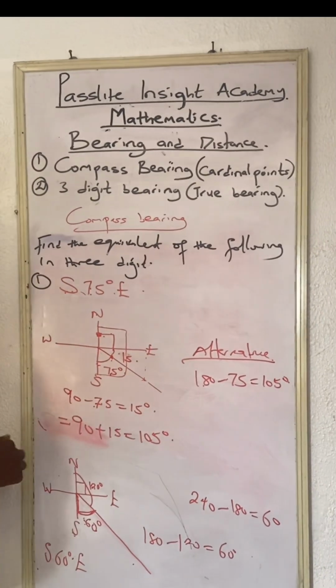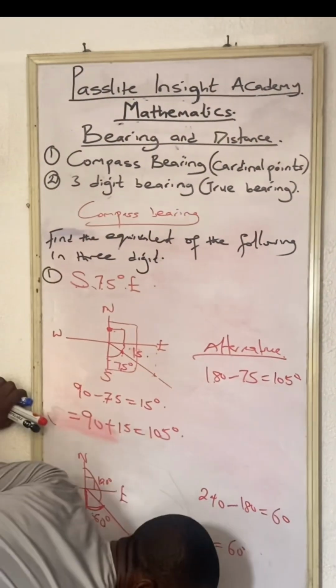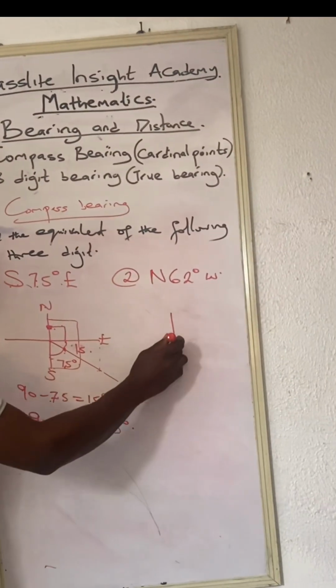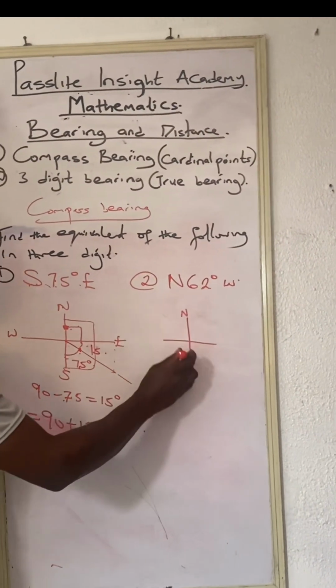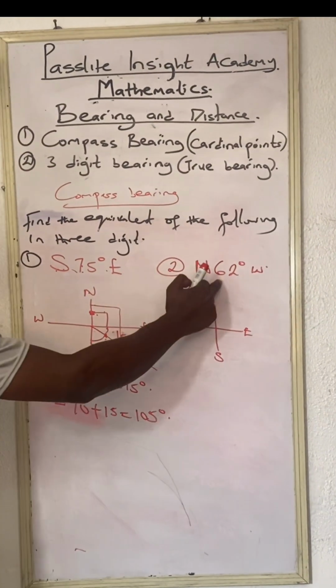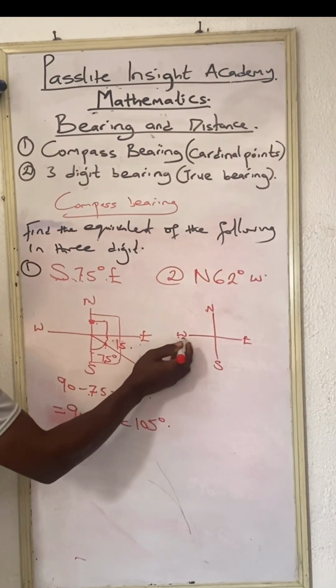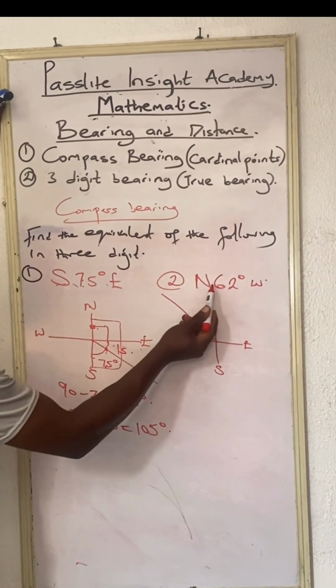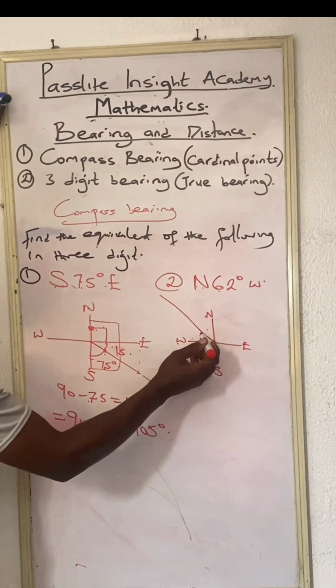So if you have example 2, 62 degrees west, or other questions in this way, locate the 4 cardinal points: your north, your south, east, and west. So 62 degrees west, in between north and west, you will draw. I told you this must be closer to the reference, which is north. So 62.